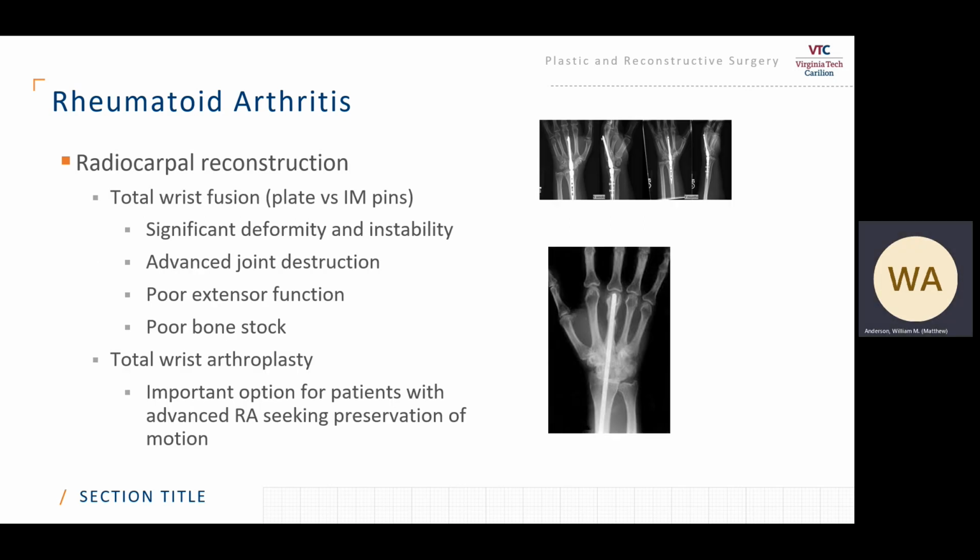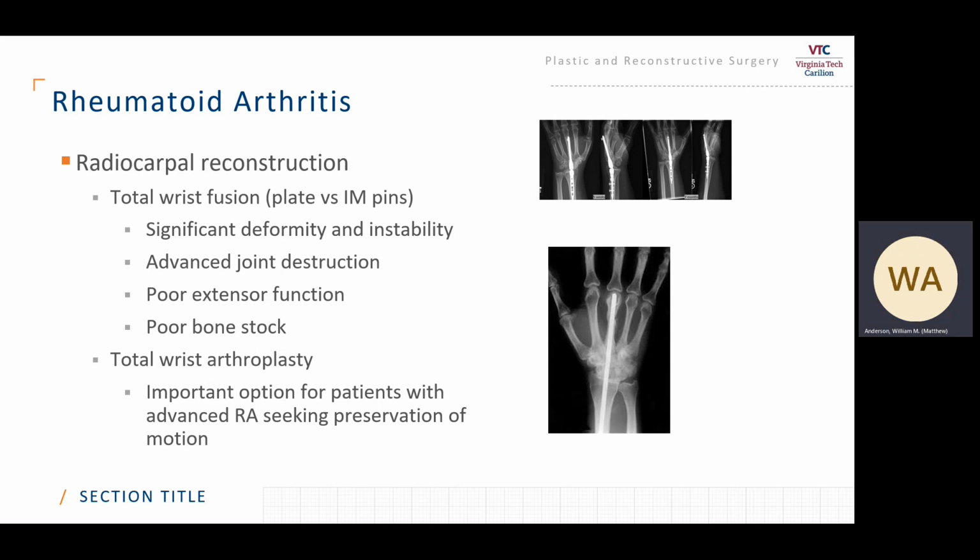Radiocarpal reconstruction in more advanced rheumatoid arthritis. Total wrist fusion is an option. This can be done by either plates or IM pins. Significant deformity and instability, advanced joint destruction, poor extensor function, and poor bone stock are indications for this procedure.